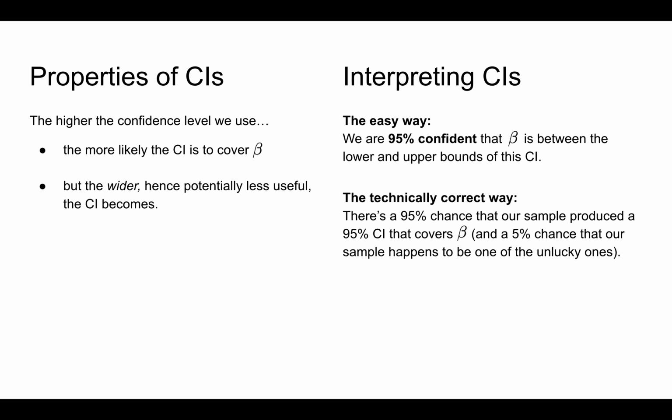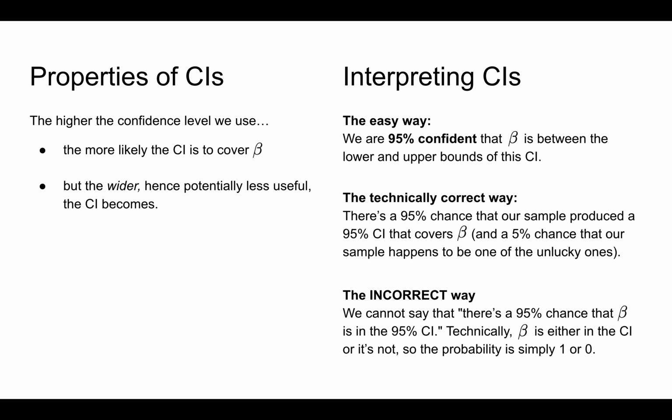This interpretation centers on the fact that the randomness in the confidence interval outcomes lies in our sample data. Though it's quite a subtle difference, we cannot say that there's a 95% chance that beta is in the 95% confidence interval. It's our sample data that's random, not beta. Thus, technically, beta is either in the confidence interval or it's not. So that probability is simply 1 or 0.